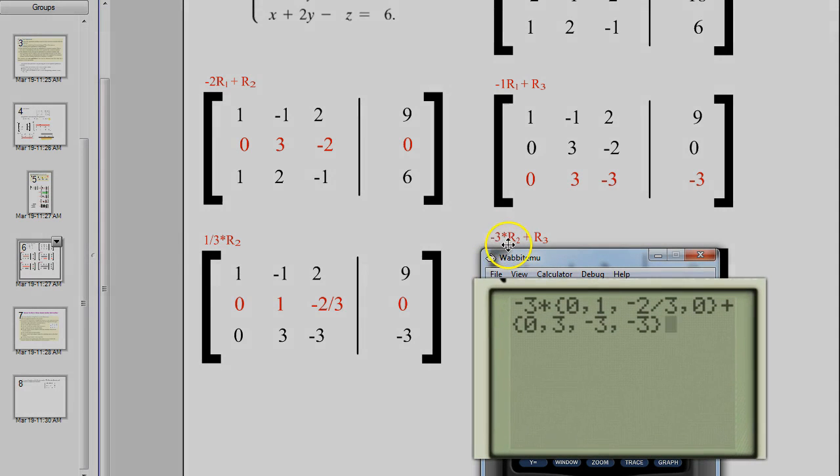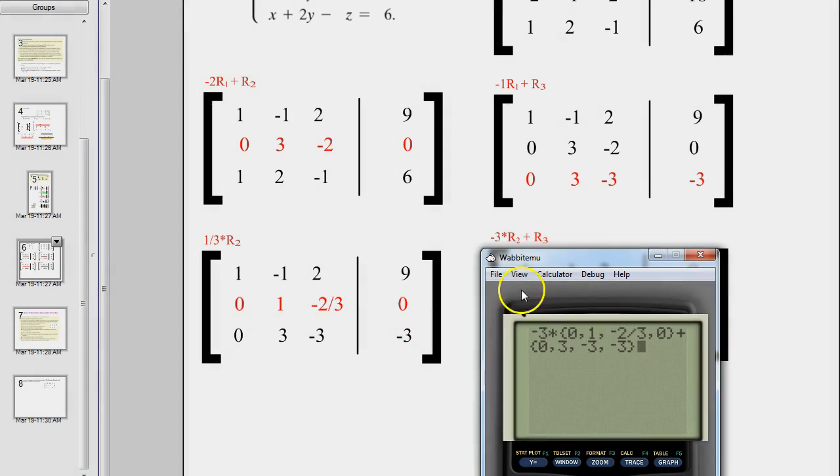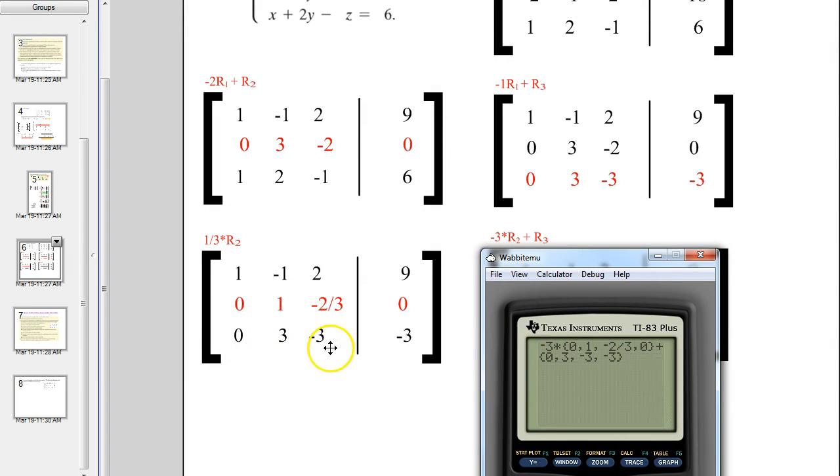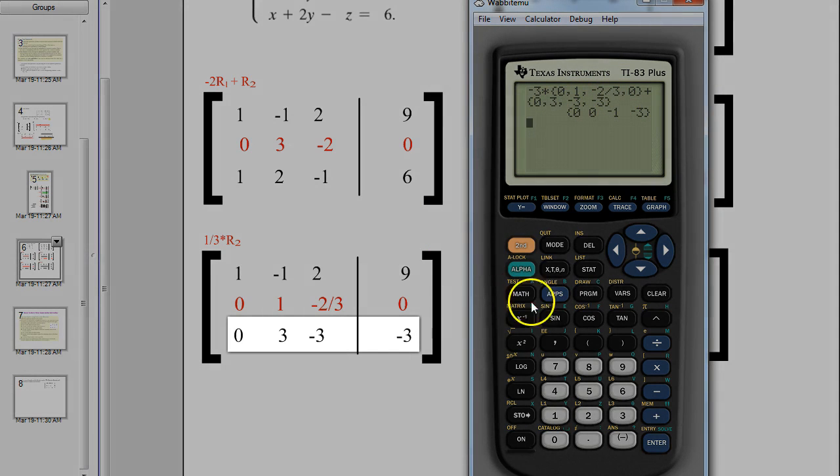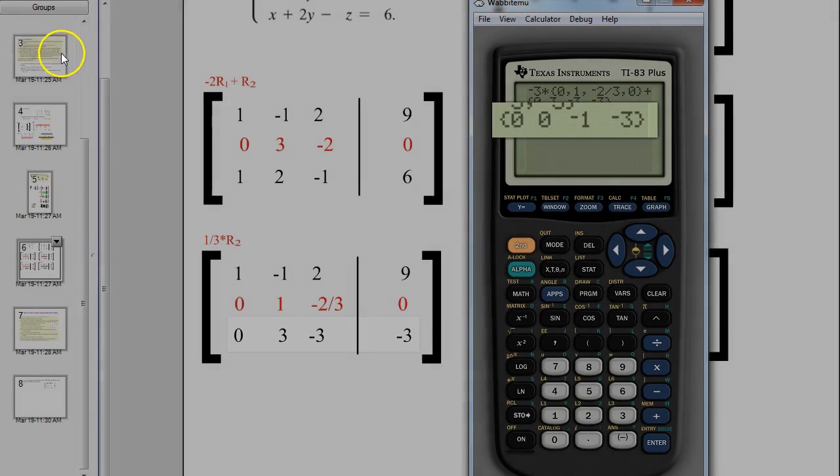All right, again, I'm doing negative 3 times row 2 plus row 3. So negative 3 times row 2 is 0, 1, negative 2/3, 0, plus row 3 is 0, 3, negative 3, negative 3. All right, I'm going to hit enter. Then I'm going to have 2 zeros, a negative 1, and a negative 3. So I'm going to replace the old row 3 with this.